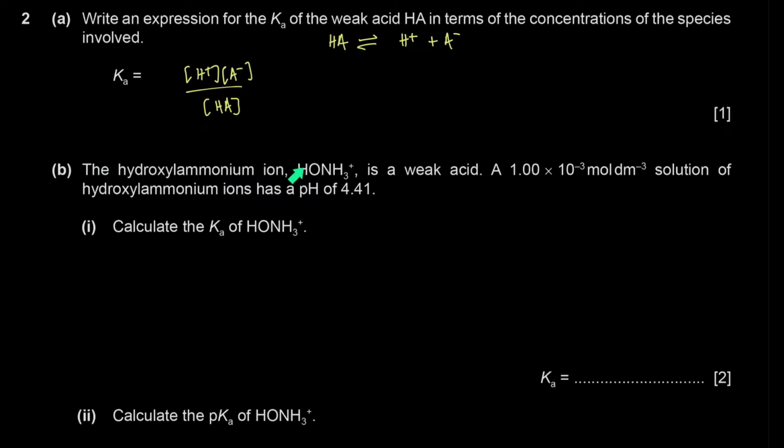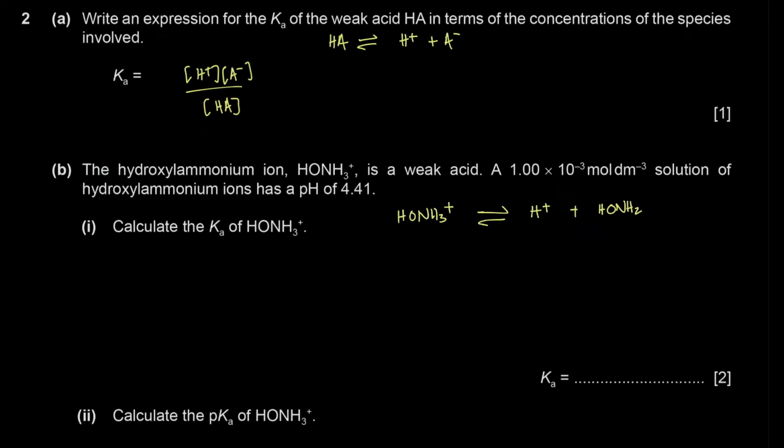The hydroxyl ammonium ion is a weak acid. A 1 × 10^-3 mol per dm³ solution of hydroxyl ammonium ions has a pH of 4.41. Calculate the Ka of HONH3+. So here, if we have to calculate the Ka of this weak acid, we have the hydroxyl ammonium ion, and this is the equation for the ionization.